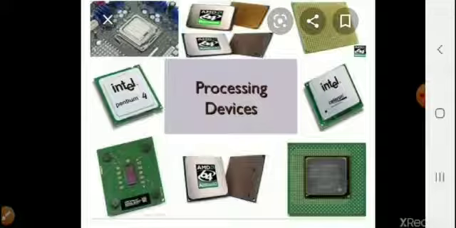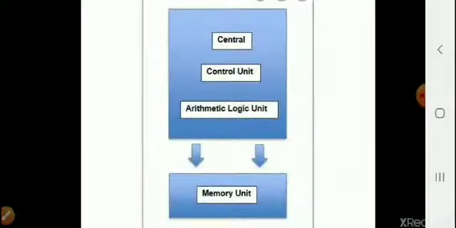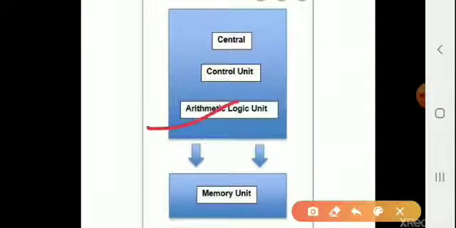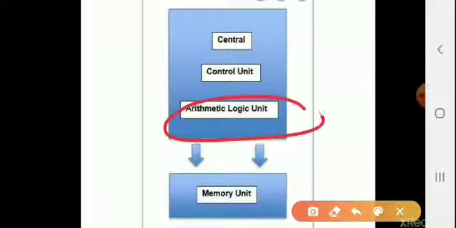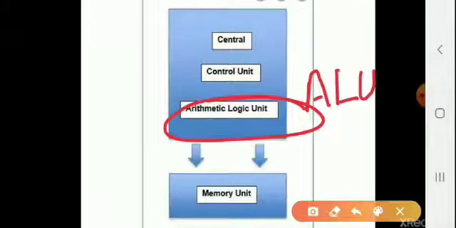Then what is the main thing we will study here? The CPU has three parts. What are those? ALU, arithmetic logic unit, then CU, control unit, and the third one is MU, meaning memory unit. So let's consider them one by one. First of all, the arithmetic logic unit, or ALU. The ALU performs all calculations and comparisons.